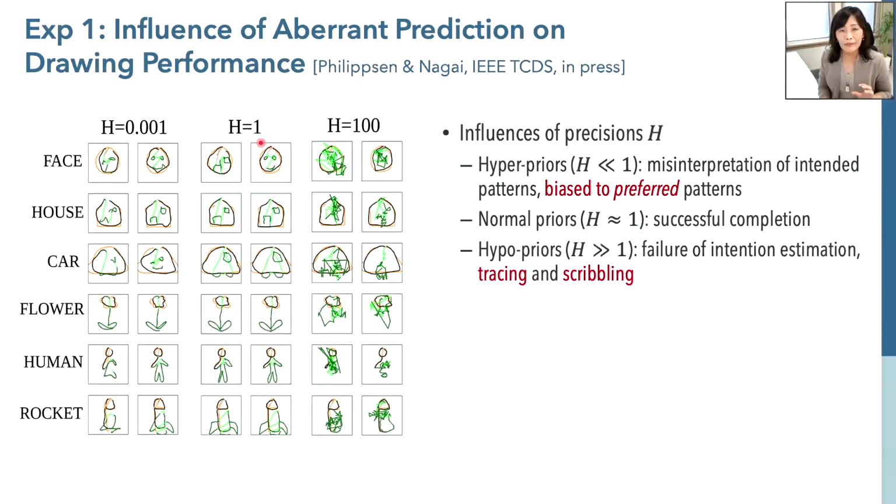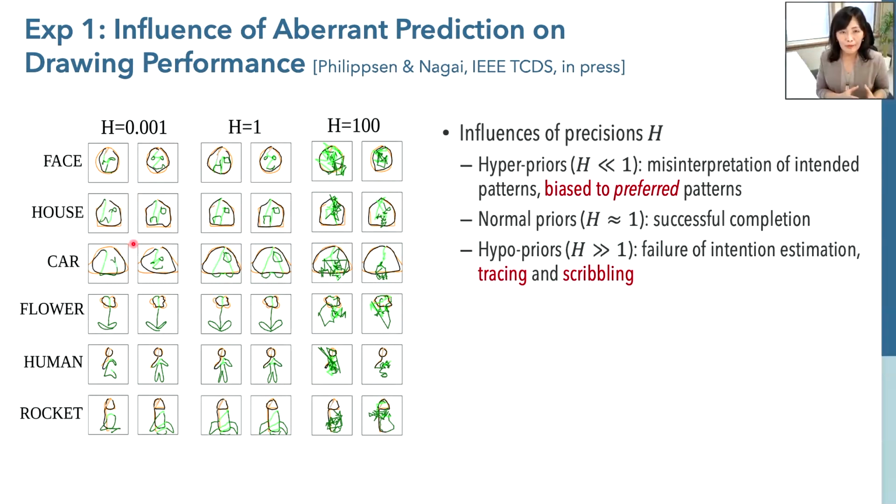We modified the parameter h from a very low value, corresponding to hyper-prior, to a very high value, corresponding to hypo-prior. First, let's have a look at the normal prior. In the case of normal prior, we could observe that the network was very successful in completing the missing parts. For most cases, the network could add the missing features, like eyes, mouth, or a window or door for the house. Then the interesting findings were first observed from the hyper-priors.